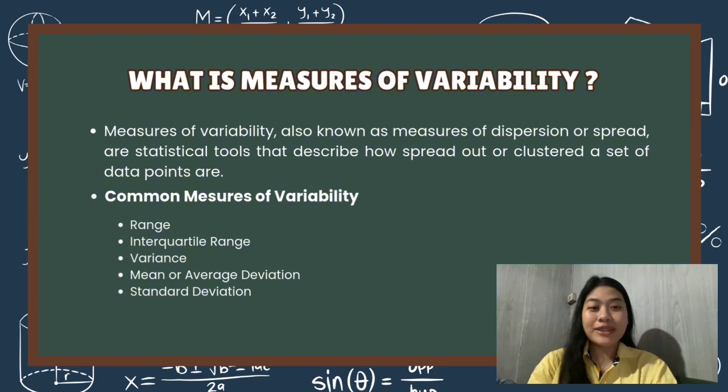What is measures of variability? Measures of variability help us understand how spread out or scattered the data is. They show how much values in a dataset differ from each other or from the average. Basically, it tells us if the data is tightly packed or widely spread. Common examples are range, interquartile range, mean deviation, variance, and standard deviation.